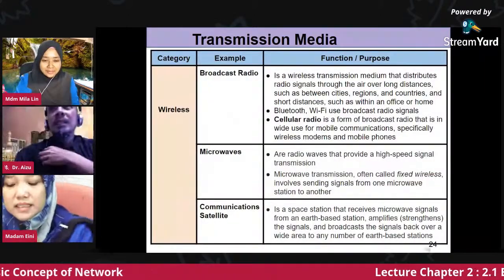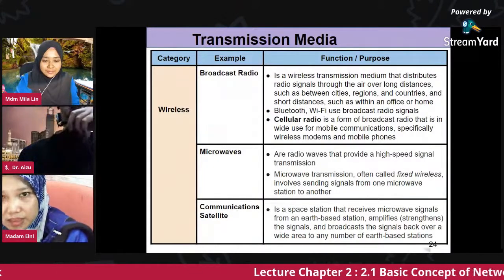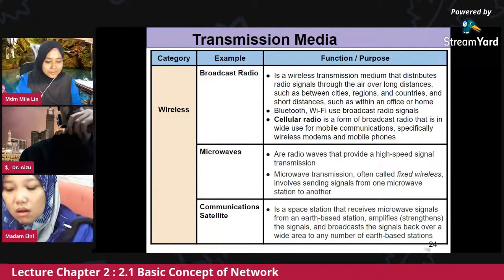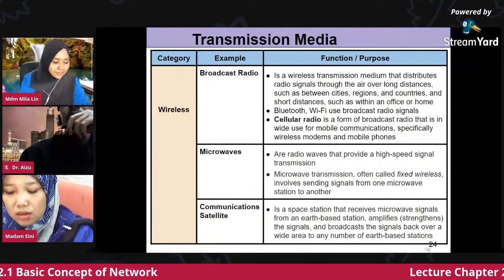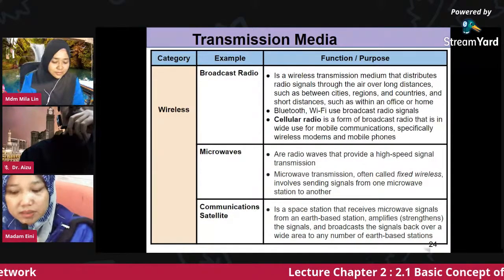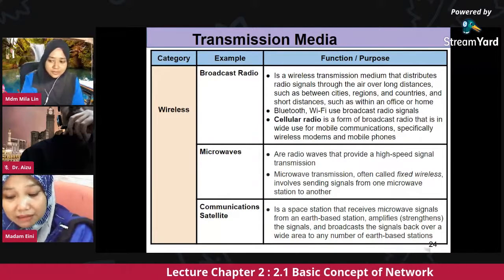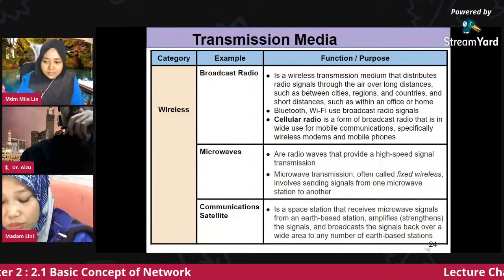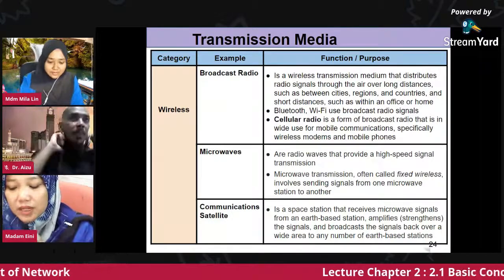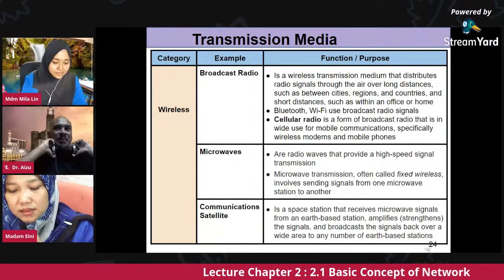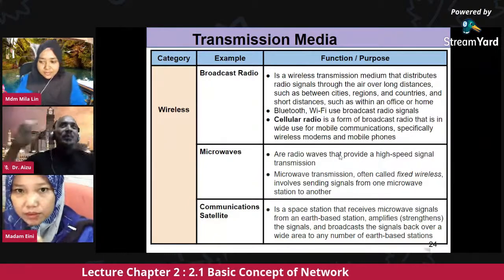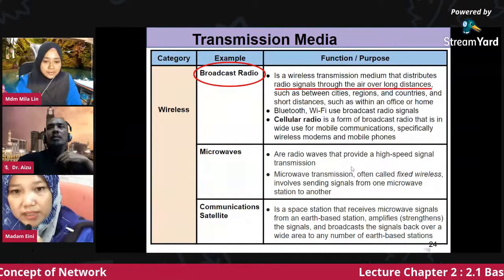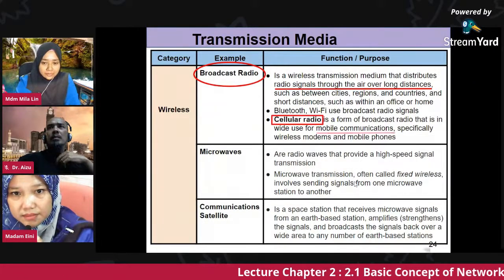Okay, now we will discuss wireless transmission media, the second type of transmission media. I am sure all of us always use wireless transmission media because you are viewing me right now using an application. Am I right? For wireless transmission media, we have 3 examples: broadcast radio, microwaves, and communication satellite.